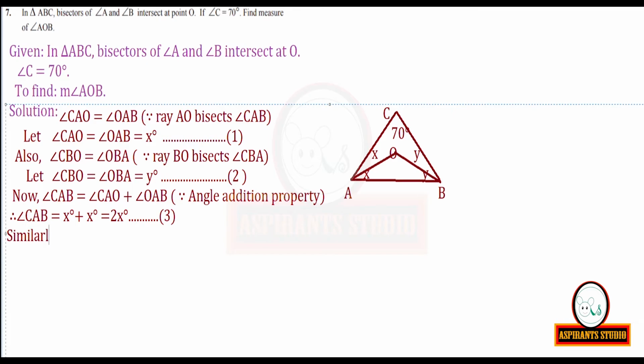Take this to be equation number 3. Now similarly, you can also show that measure of angle CBA is equal to 2y degrees. Take it to be equation number 4. Now in triangle CAB, you can apply the property of a triangle: the sum of the measures of all angles of a triangle is 180 degrees.